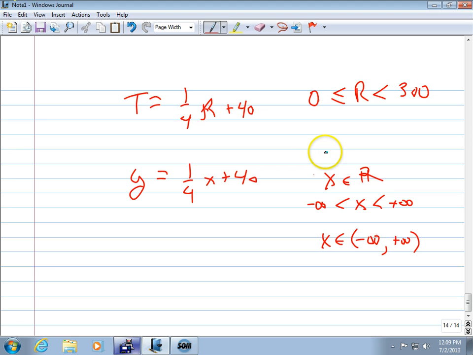Now let me make this a semi-closed interval. What does that mean? Semi-closed. R is between 0 and 300. But it includes 0 and not 300, because as soon as the chirp rate becomes 300, the bug explodes. Doesn't happen. Let's say. I don't know. Let's say that's true, right? Do you see what I'm saying here?